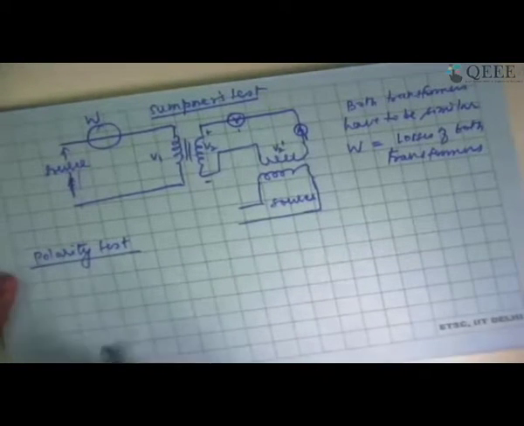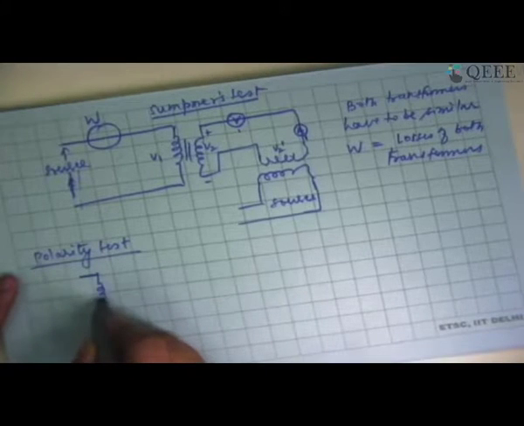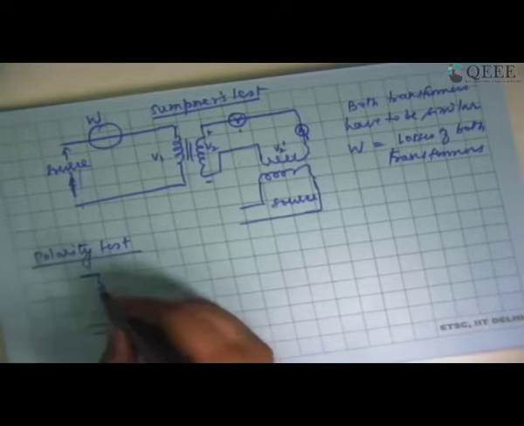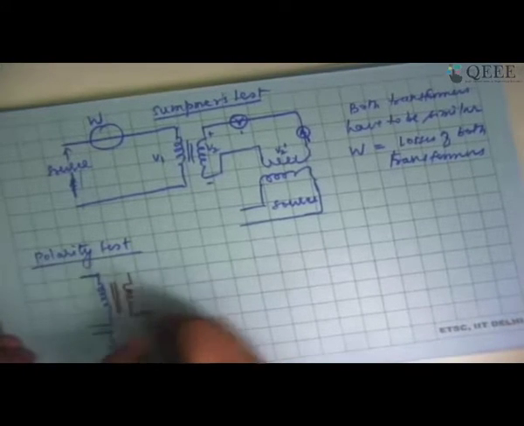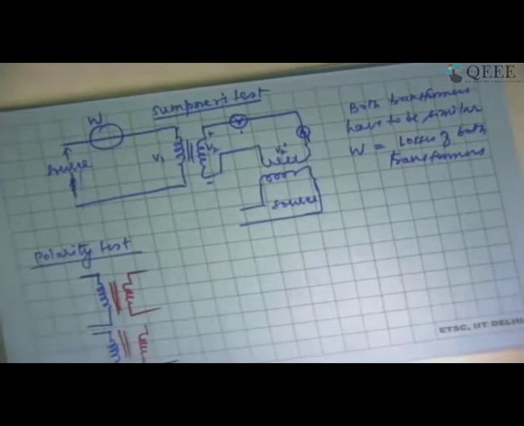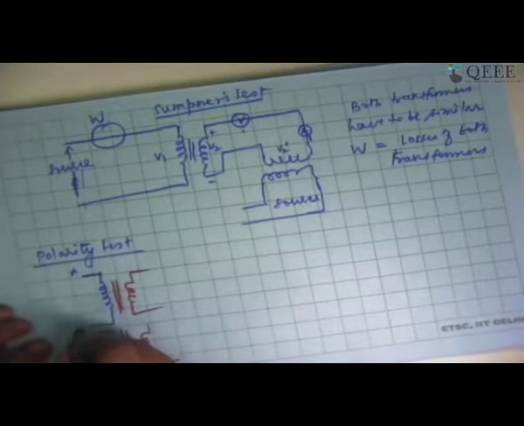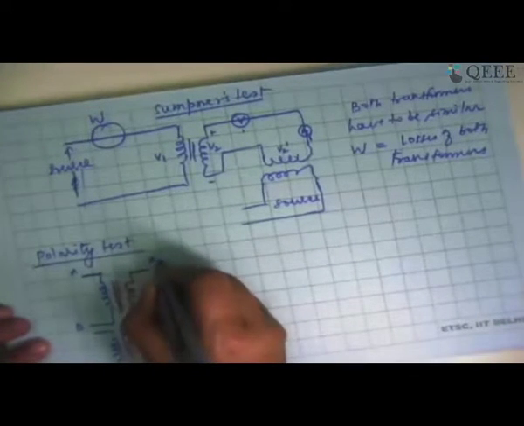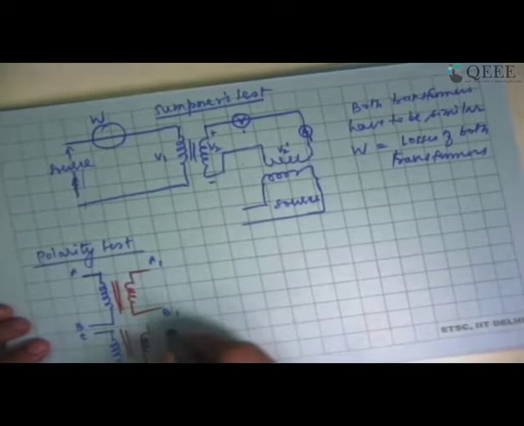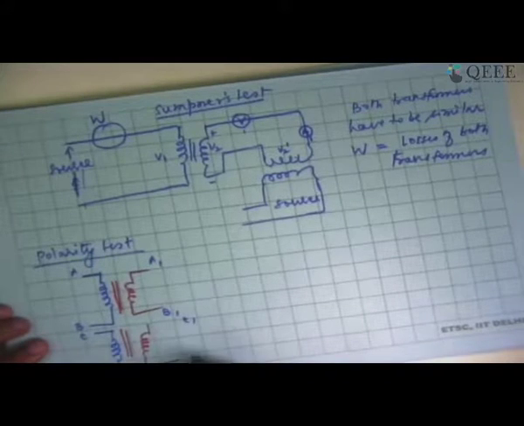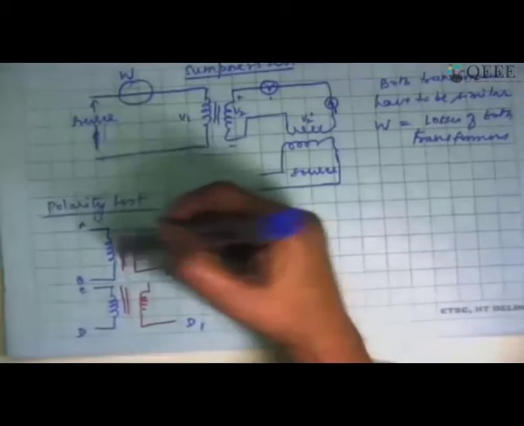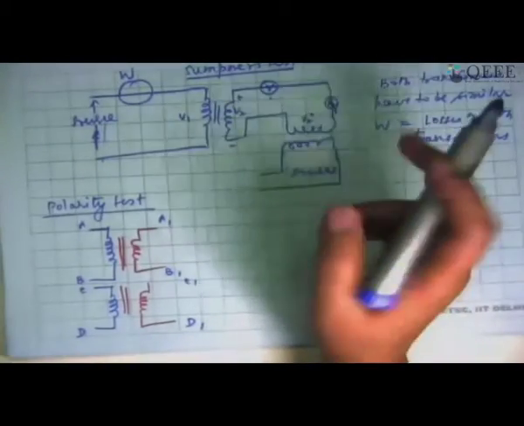Okay. Polarity test. Let's say I have one transformer here, a second transformer here. I am showing the secondaries in red color. So this is one transformer secondary. This is the second transformer secondary. So let me call this A, B, and let me call this A1, B1. Let me call this C, D, and let me call this C1, D1. Okay. I want to first of all see whether I can connect them in parallel. I want to connect them in parallel for whatever reason.